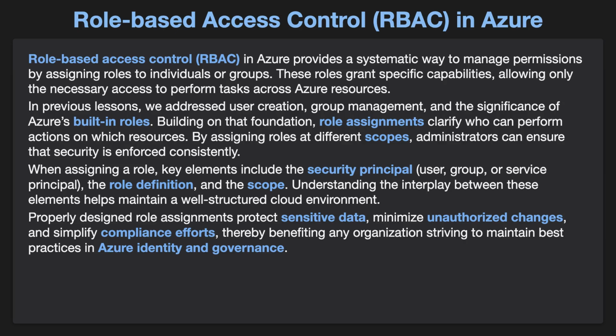By assigning roles at different scopes, administrators can ensure that security is enforced consistently. When assigning a role, key elements include the security principal, user, group, or service principal, the role definition, and the scope. Understanding the interplay between these elements helps maintain a well-structured cloud environment. Properly designed role assignments protect sensitive data, minimize unauthorized changes, and simplify compliance efforts, thereby benefiting any organization striving to maintain best practices in Azure identity and governance.